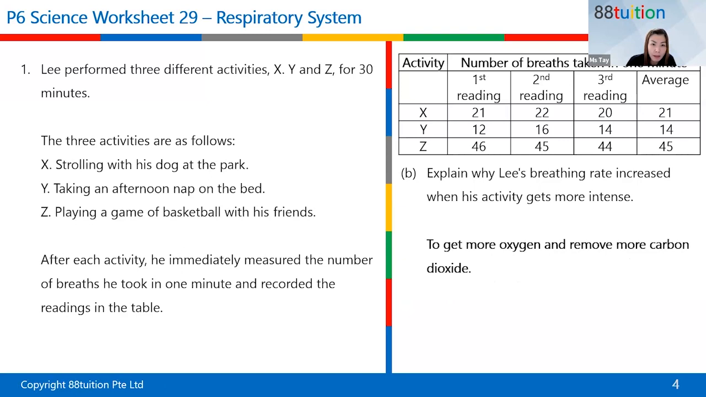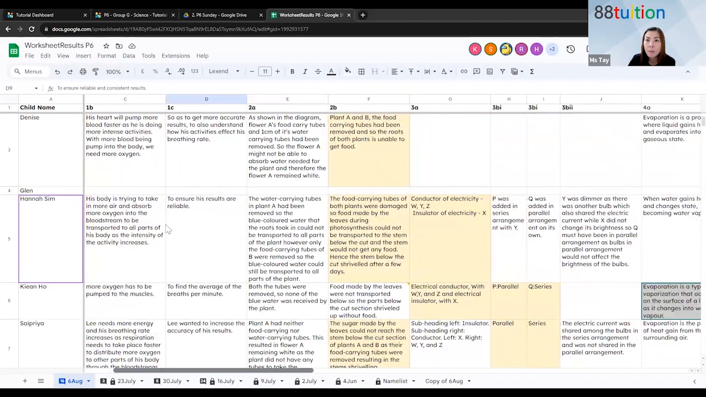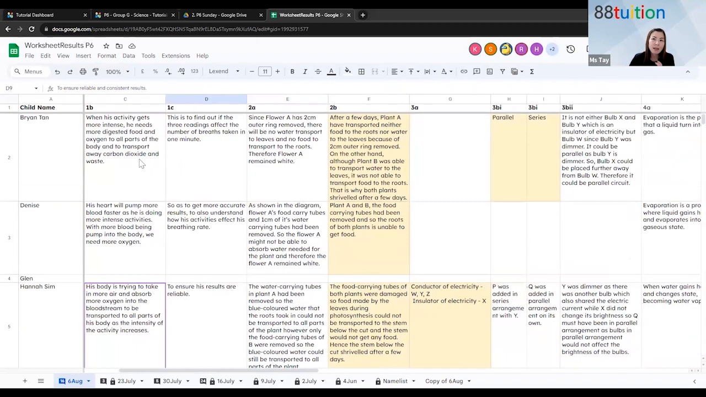So when I look at your answers, the suggested answer I would think is not sufficient. Yes, Nikki, you mentioned that. Yes, that's good. Let's look at your 1B. When his activity gets more intense, he needs more digested food and oxygen to be carried to all parts of the body, right? Okay.